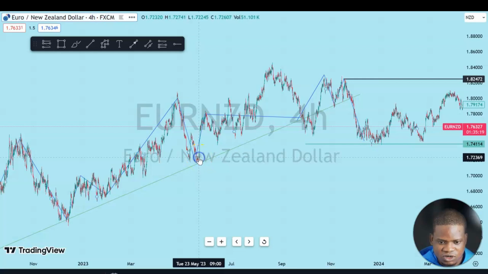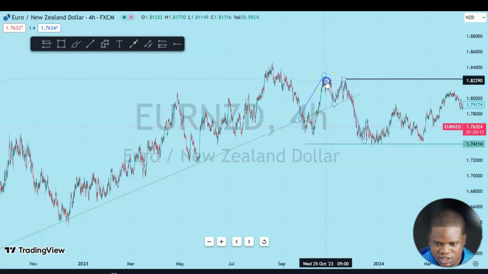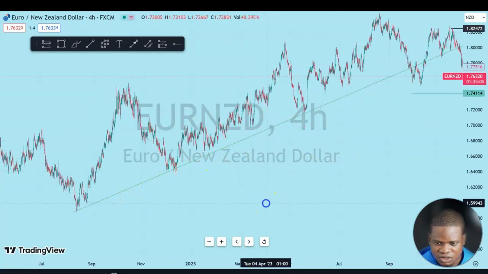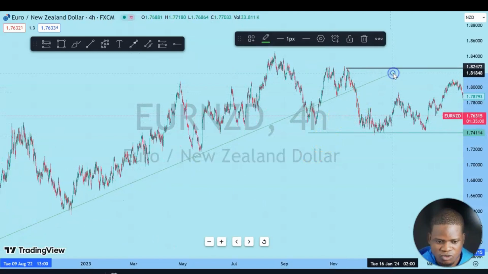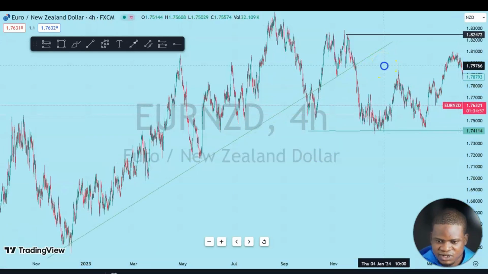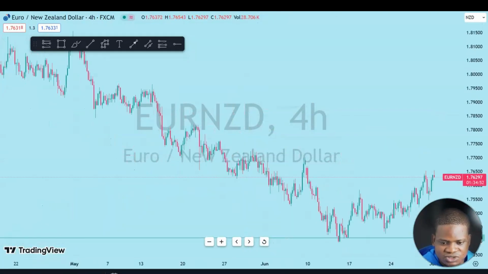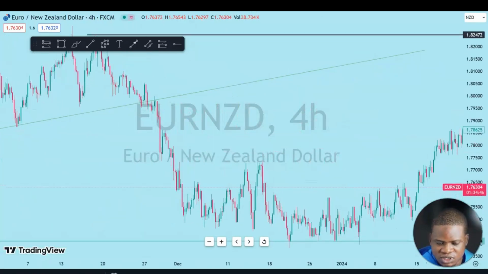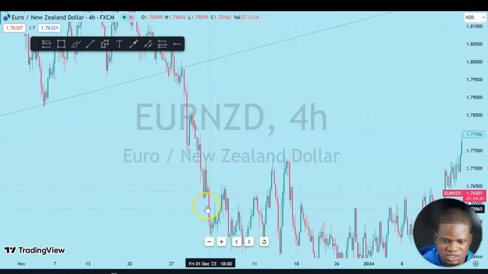This is a chart of Euro NZD, Euro against the New Zealand dollar, and you would see this particular trend line has been respected for a very long time, and at this point there is a break of the trend line. So that is the second way you can trade the trend line: you trade the trend line break. Whenever the trend line breaks, it usually signifies a change in the trend or the direction of the market, from a downtrend to an uptrend, or from an uptrend to a downtrend. So now the market has been in an uptrend for a long time, and at this point, the trend line breaks.